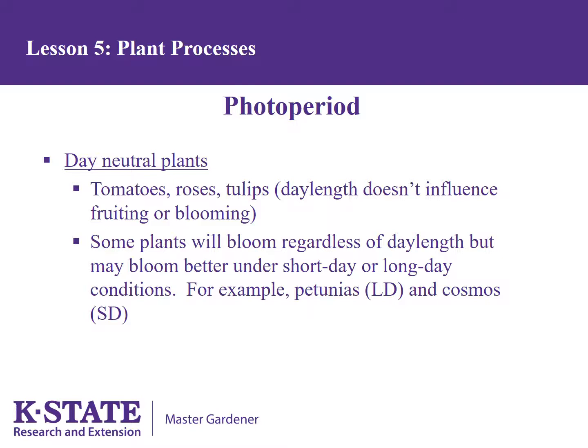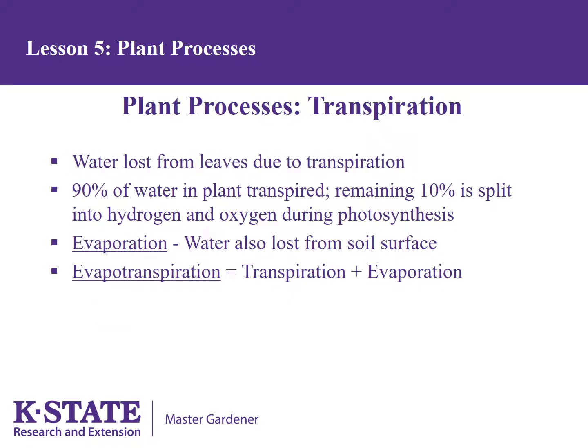These are called day-neutral plants. Examples include tomatoes, roses, and tulips. There are also some plants that will bloom regardless of the day length, but may bloom better under either short day or long day conditions. For example, petunias prefer long days, but cosmos prefers short days.